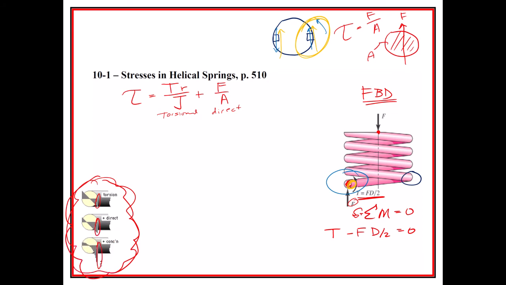And if we start manipulating this, we could do some substitutions. We know that T is equal to FD over 2. We also know that the radius R that we have right up here could be the wire diameter over 2. And if we take J, we know that that's pi D to the fourth over 32. And we also know that A is going to be pi over 4 D squared.